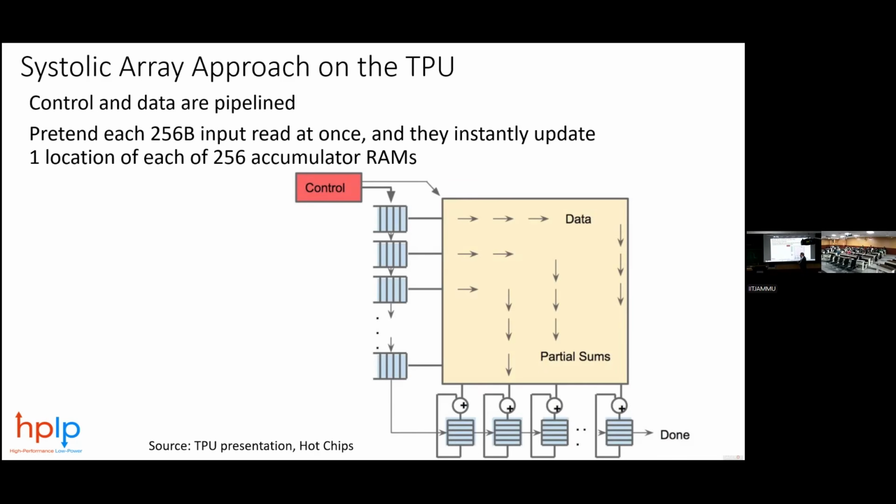These cost transistors and area. And here is where you do the accumulation of the results before you are done, and the movement of the data, horizontal and vertical.